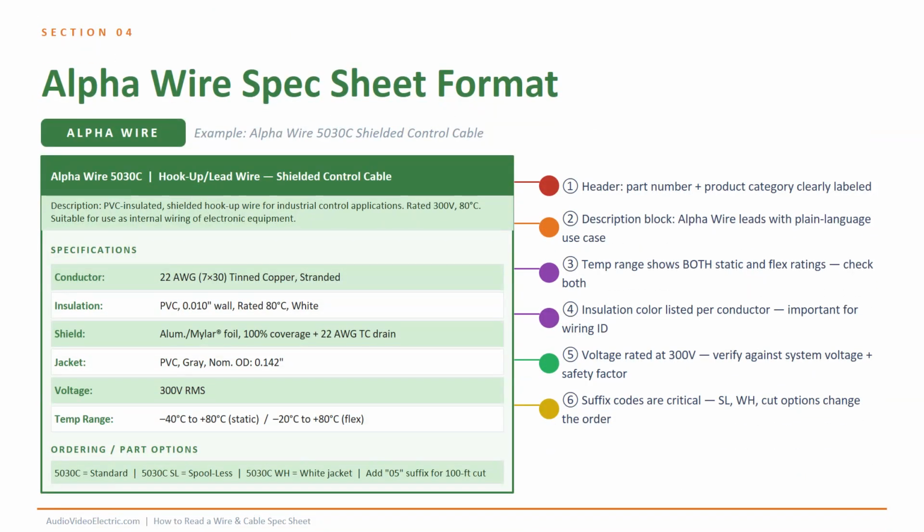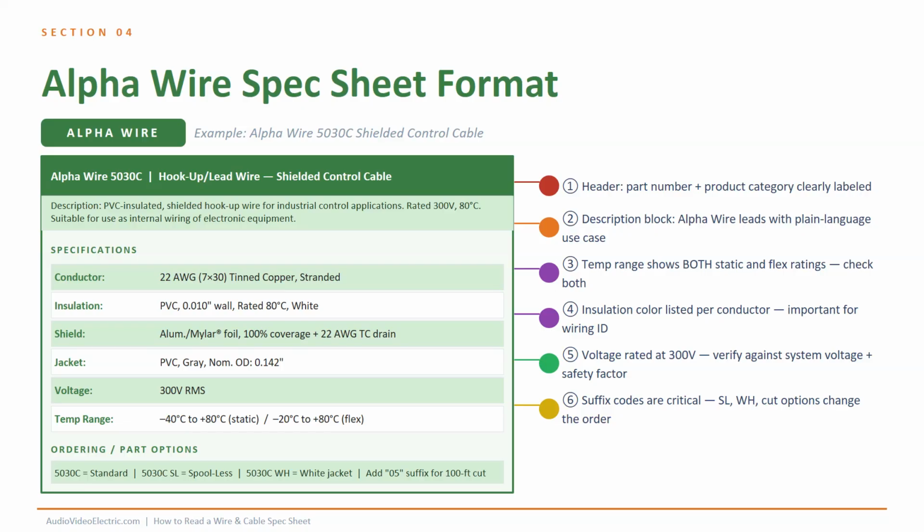Now, let's review the Alpha Wire spec sheet format using Alpha Wire 5030C shielded control cable. The header clearly labels the part number and product category. The description block uses plain language to specify use case and key ratings. Specifications detail conductor size, insulation, shield coverage, jacket, voltage, and temperature ranges for both static and flex applications.